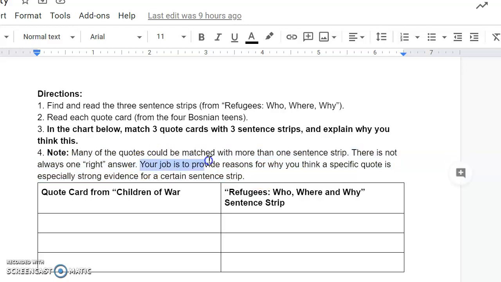Your job is to provide reasons for why you think a specific quote is especially strong evidence for a certain sentence strip. So, along with matching them up in one of these two boxes, it doesn't really matter which one, just put why you matched these two together. That's pretty much what you're doing for that.